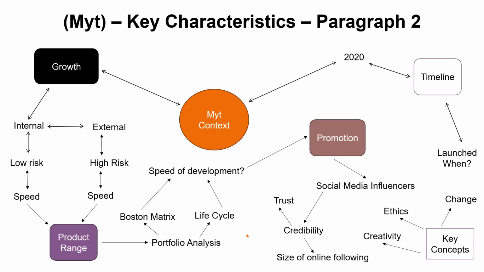Now move that forward and just synthesize it in terms of a mind map. What could they possibly test you on? Benefits and drawbacks of internal versus external growth. Think about risk, think about speed. Timeline. Timeline is fairly limited. Look at the dates they've given you. Why are they actually highlighting social media influencers? How could that work with drinks-based products?